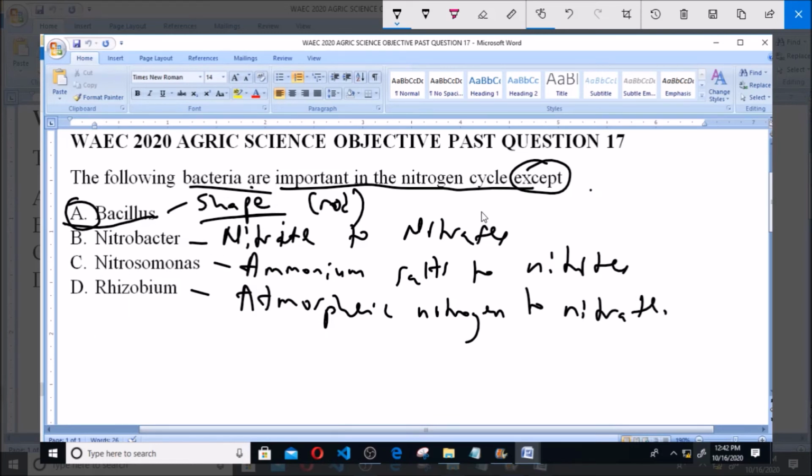So as you can see, in the nitrogen cycle they perform these functions, and hence they are important to the nitrogen cycle apart from Bacillus. So option A, Bacillus, is the correct answer to this question.